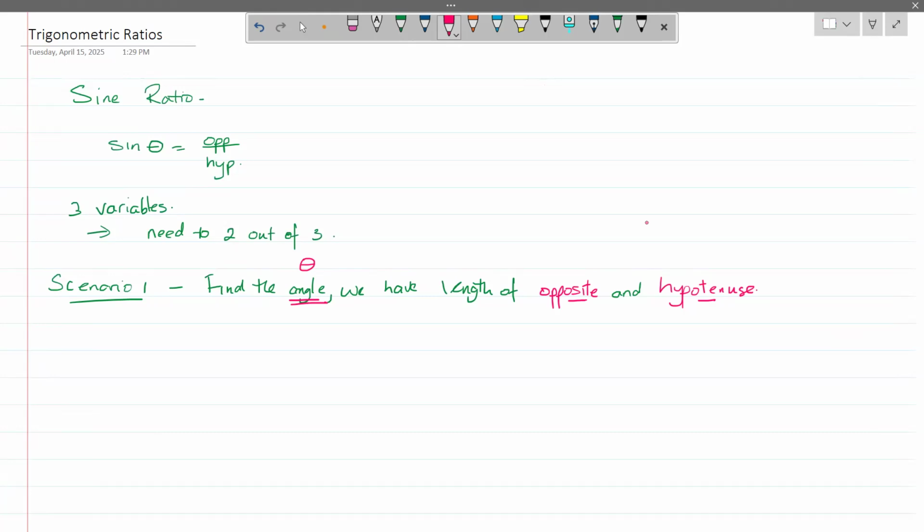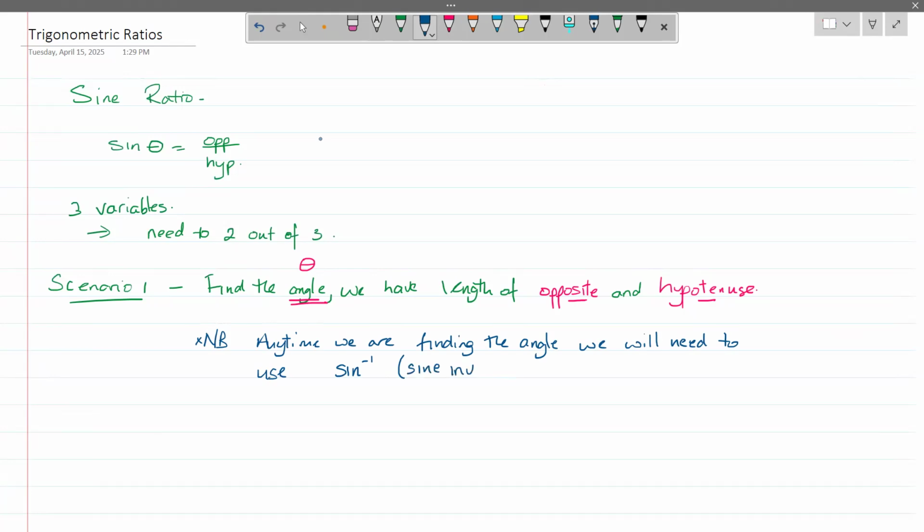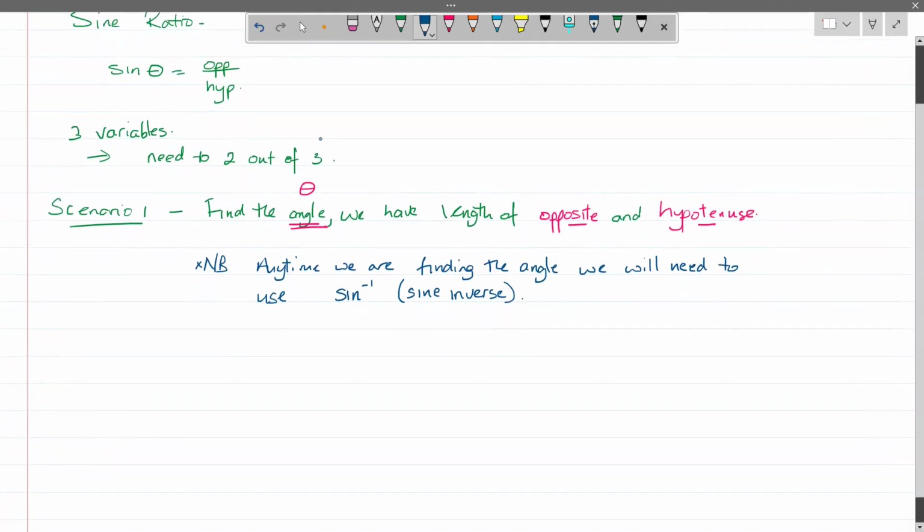This is the easiest or basic scenario, and you'll find anytime we are finding the angle, we will need to use what we call sine inverse. And I'll explain what I mean shortly. Right? Anytime we find the angle, we're going to need to use sine inverse. So let's get our other diagram going, right?